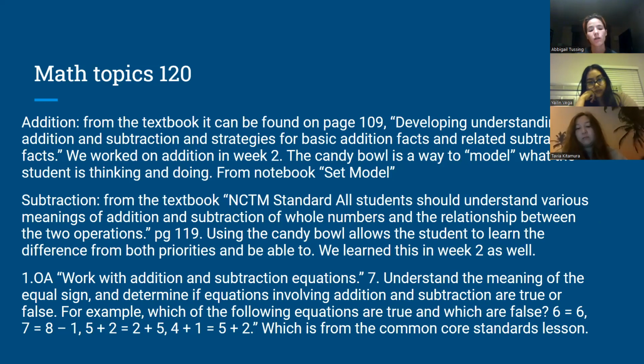1.OA.7, work with addition and subtraction equations: understand the meaning of the equal sign and determine if equations involving addition and subtraction are true or false. For example, which of the following equations are true and which are false? 6 equals 6, 7 equals 8 minus 1, 5 plus 2 equals 2 plus 5, 4 plus 1 equals 5 plus 2.